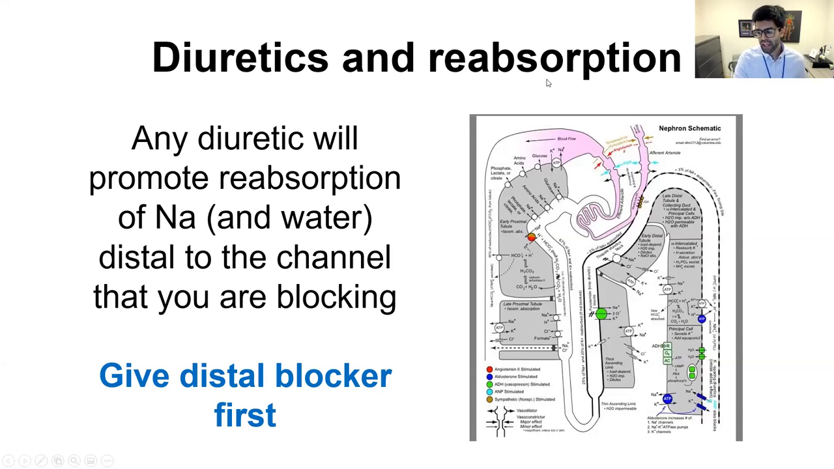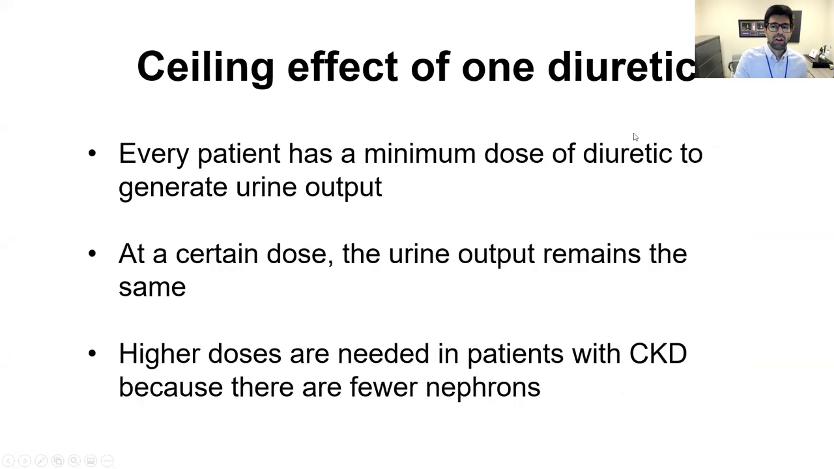So we're going to talk about the cascade of events that you should attempt and a little bit about the diuretic-free interval. So every diuretic has a ceiling effect. And so there's a minimum dose of diuretic to generate urine output. For some patients, that's furosemide 20. For some, that's 40. For some, that's 80. At a certain dose, you're not going to get any more effect. So you give 80 and 120, and you have the same amount of urine output.